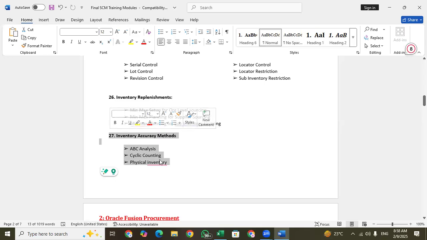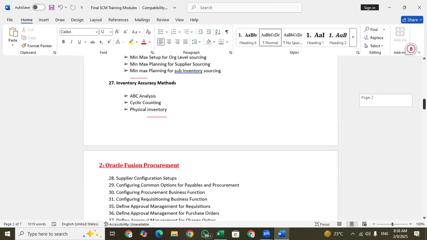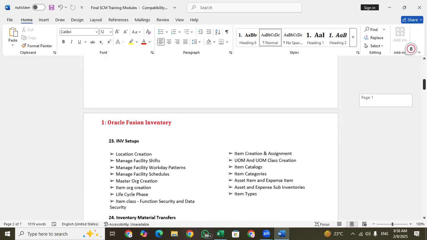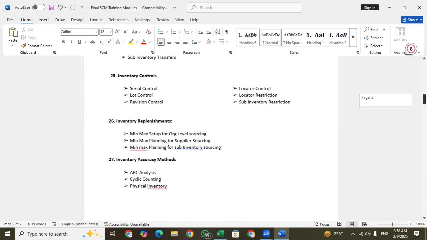Right? So for that, they are going to conduct it for accuracy methods. Okay, how that will be set up into the picture of application, how we need to do that, and everything we'll see. That's the complete inventory related module. Okay, inventory is one of the core modules for supply chain management.